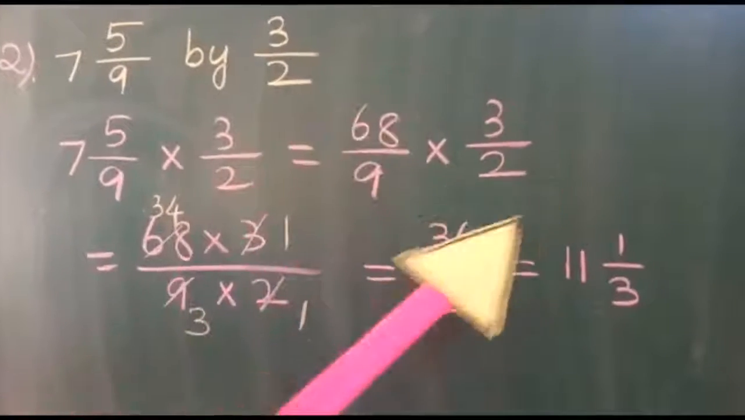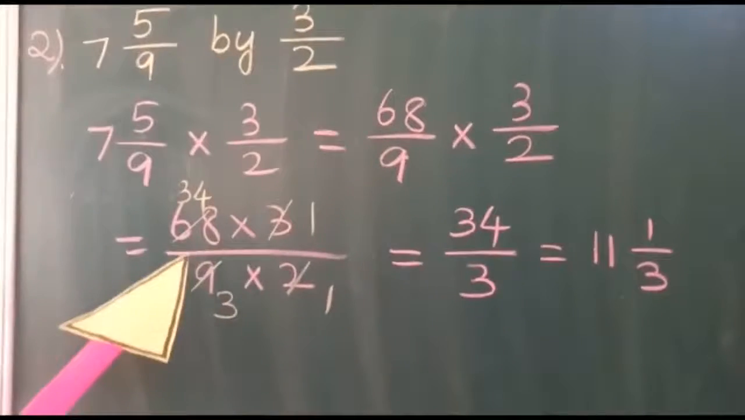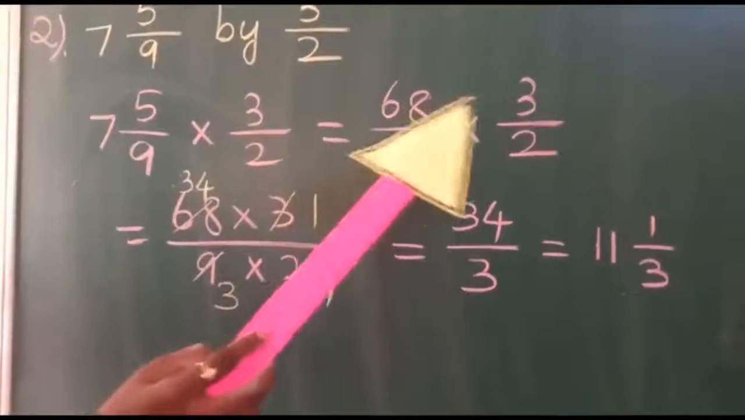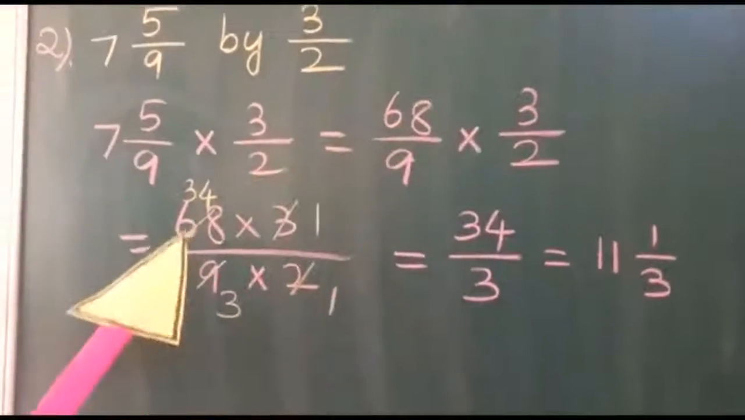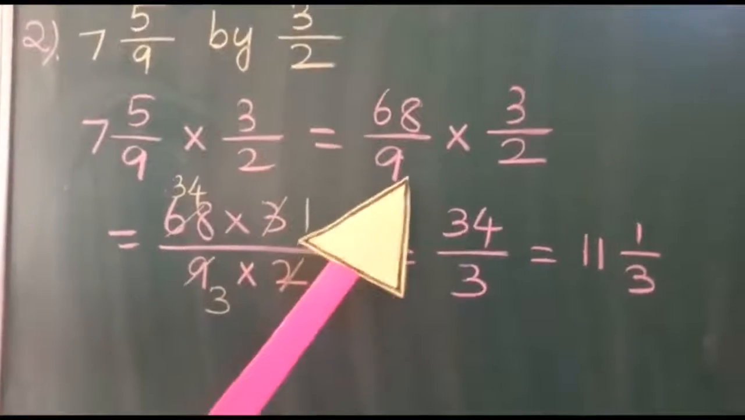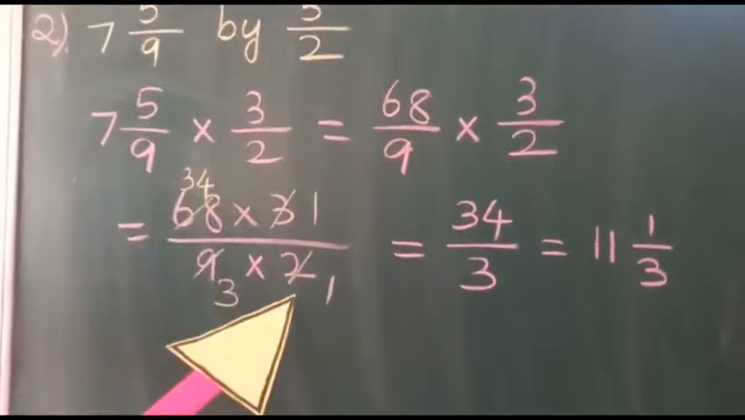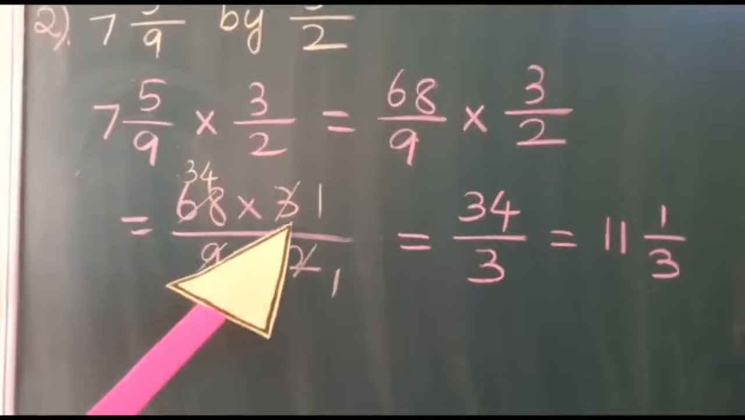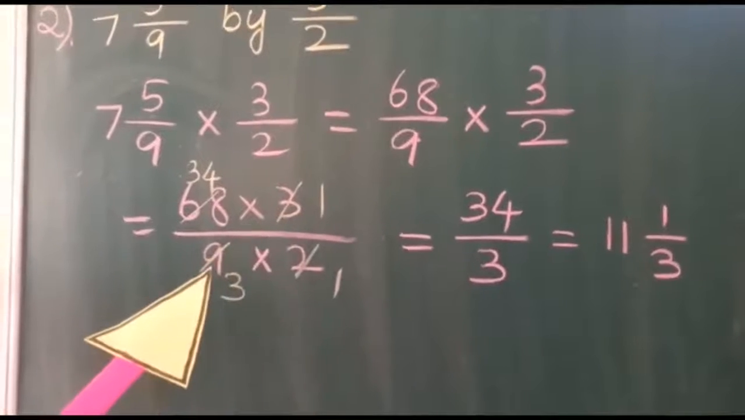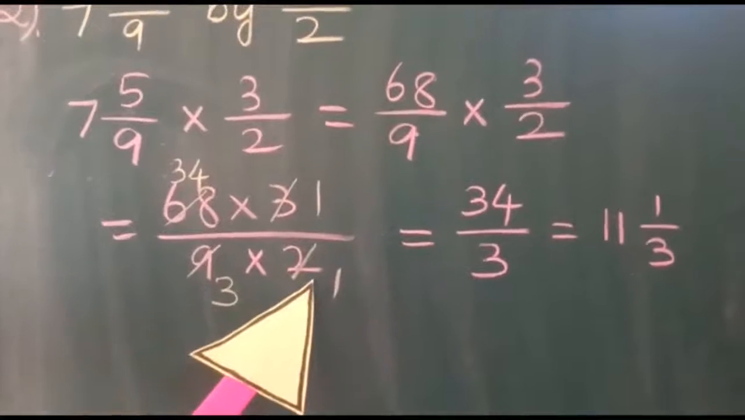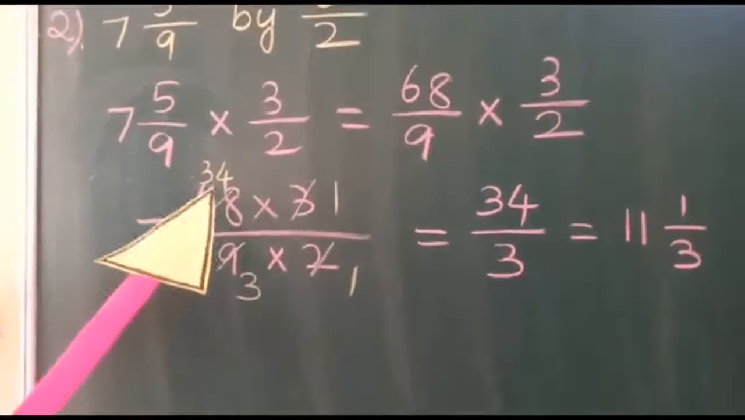So we can write all the numbers in a single form, 68 into 3 by 9 into 2. The numerators we should multiply, so 68 into 3. The denominators, 9 into 2. When we are able to simplify, we can simplify. See, in the 3 table, 3 ones are 3. In the 3 table, 9 will be 3 times, 3 threes are 9. Similarly, in the 2 table, it's 1 time. In the 2 table, it's 34 times.